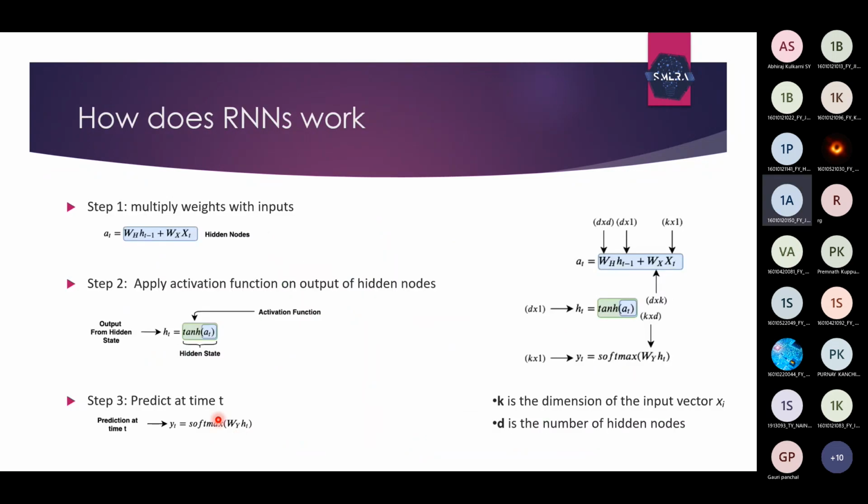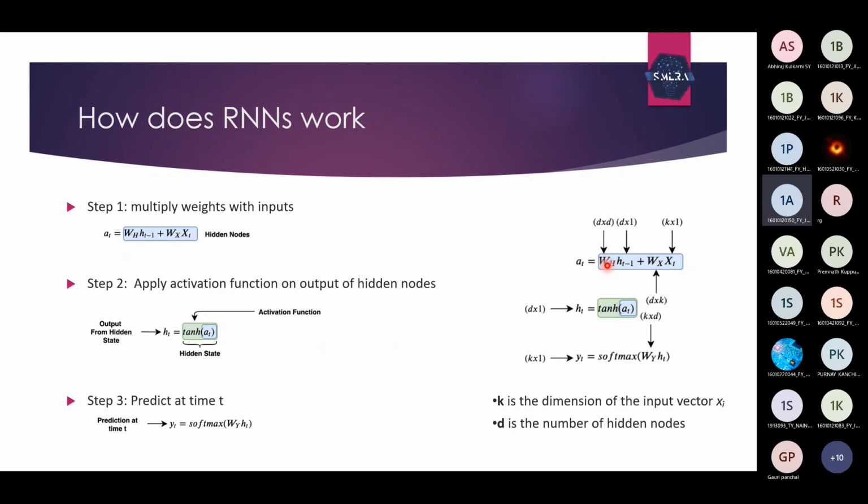And here the prediction is given by softmax of h_t multiplied by its respective weight matrix. Softmax is nothing but, if you have a vector, e raised to x divided by the summation of e raised to x for all the individual x values in the vector. If you don't know, a vector is also like a matrix only.